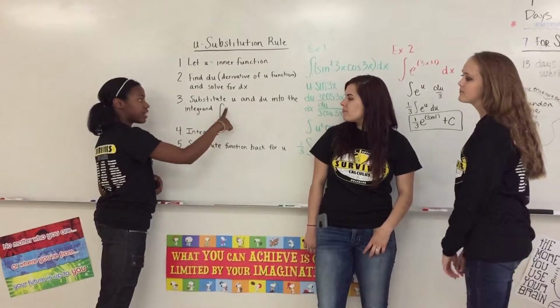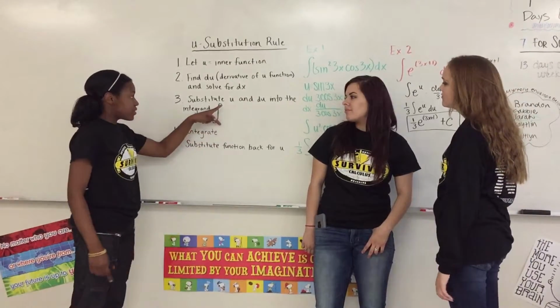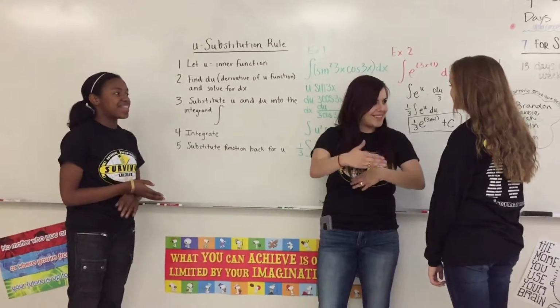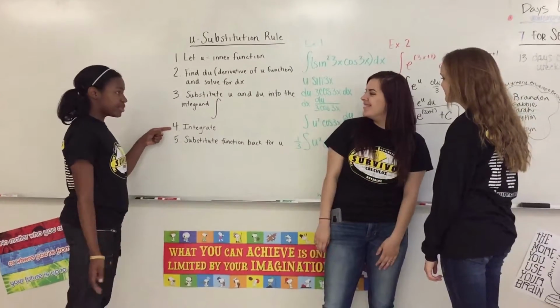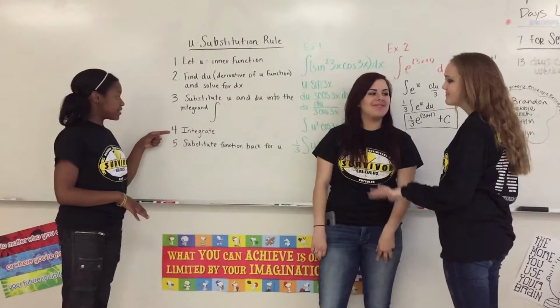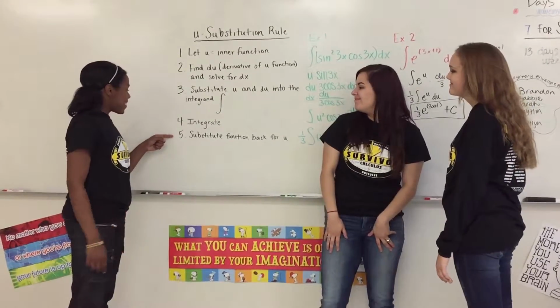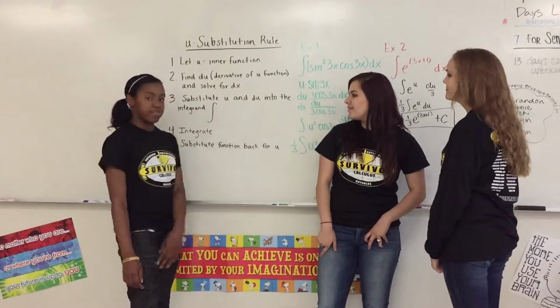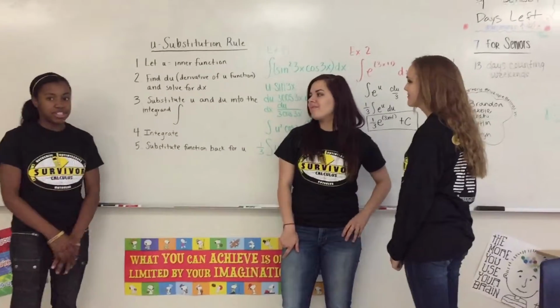Usually there are x values in the integrand, and you have to change them to u values so that the function will work. Then you integrate, which means you take the antiderivative of the function, and then you substitute the original function back for u. And they're going to show you examples.